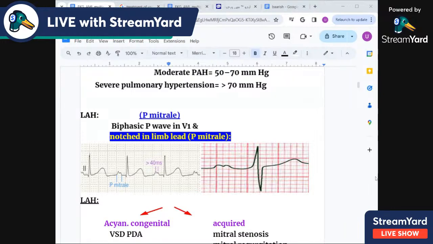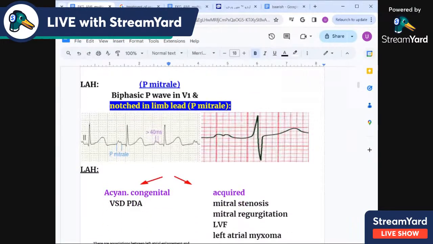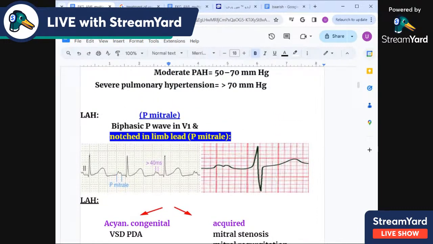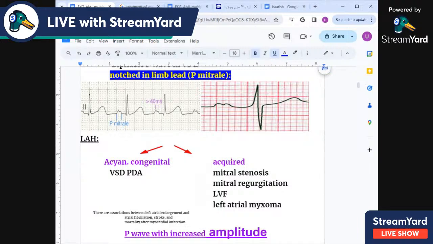Then we go to the left atrial hypertrophy, which is known as P mitrale, because the left atrium is functionally more related to the left ventricle and the mitral valve. So the causes are congenital and acquired. And we see this biphasic P wave, which is known as P mitrale because it's more related to the mitral valve. And these are the causes of the left atrial hypertrophy.